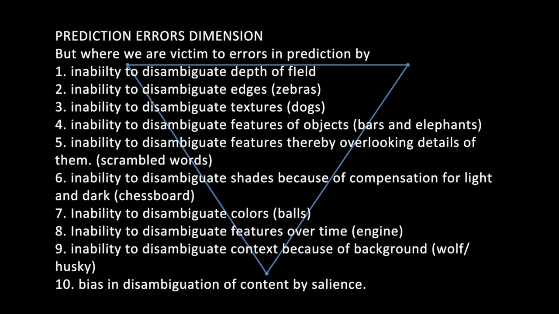They are depth of field, inability to disambiguate edges, as in zebras, inability to disambiguate edges from textures, dogs, inability to disambiguate features of objects, the bars and the elements, inability to disambiguate features, thereby overlooking details, the scrambled words, inability to disambiguate shades because of compensation for light and dark, the chessboard, inability to correctly disambiguate colors, the balls, inability to disambiguate features over time, the engine, inability to disambiguate context because of background, wolf or husky, and a bias in disambiguation given our difference in valuation or salience.